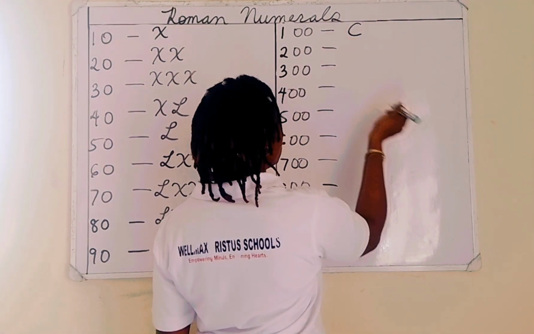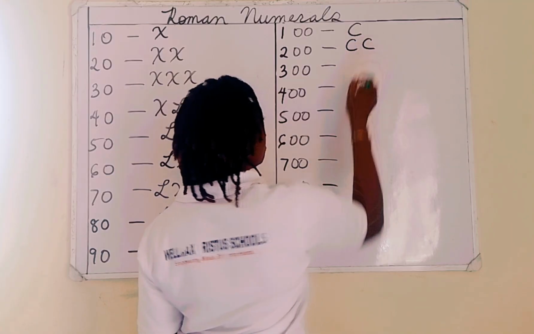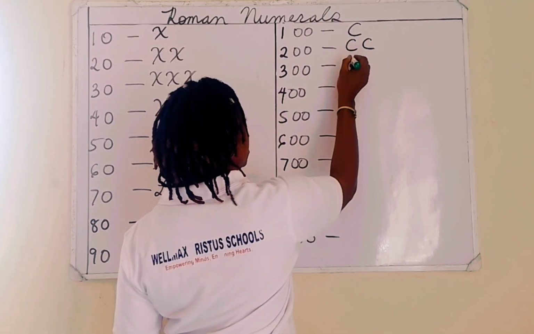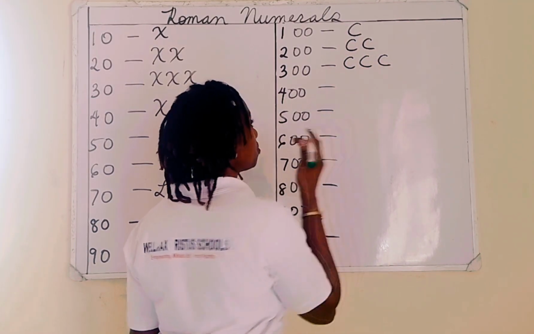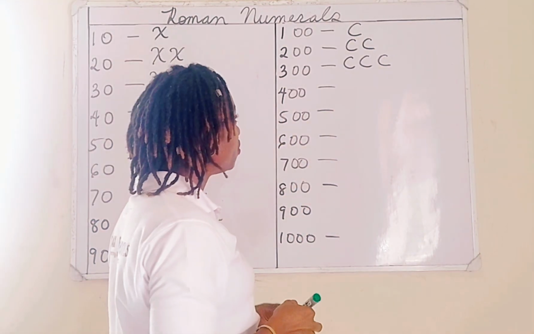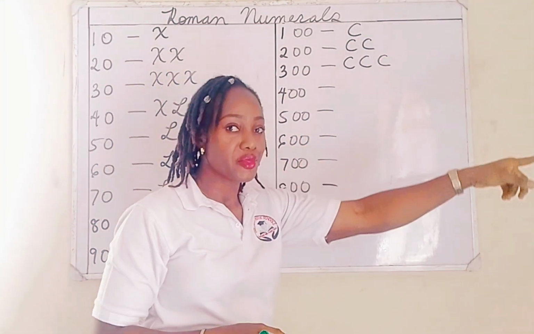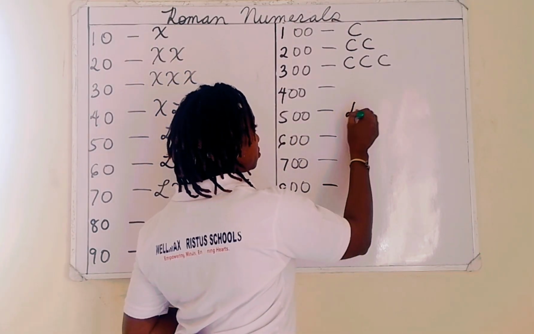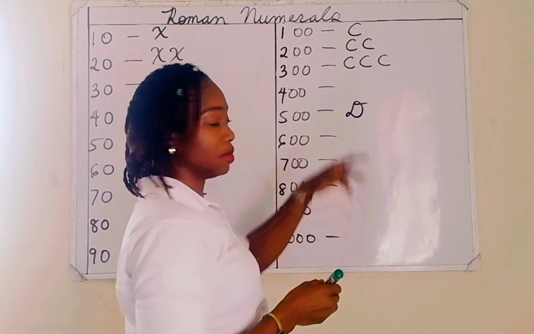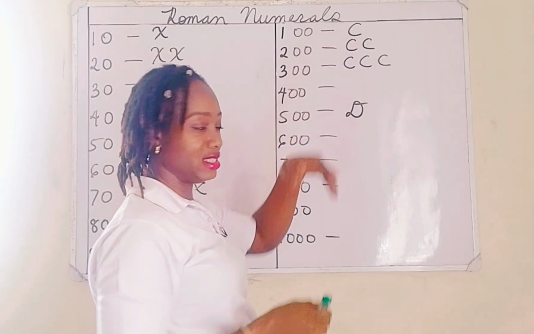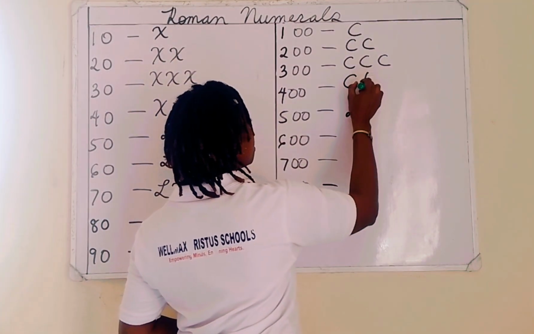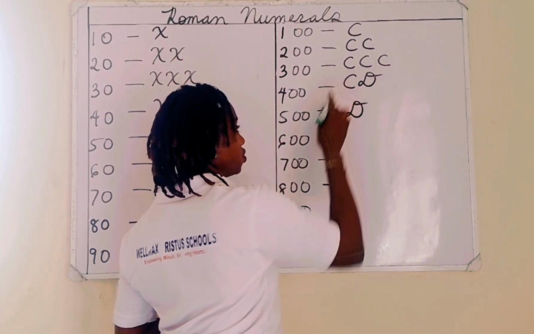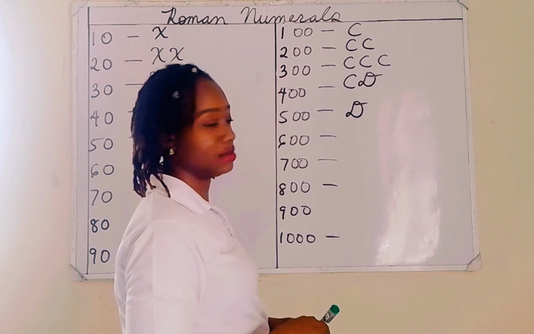C is 100. 200 becomes what? CC. Then 300 will be CCC. Okay? Now 400 won't be CCCC. No. Since 500 is D, 400 will now be what? CD. That's 500 minus 100 to give us 400.